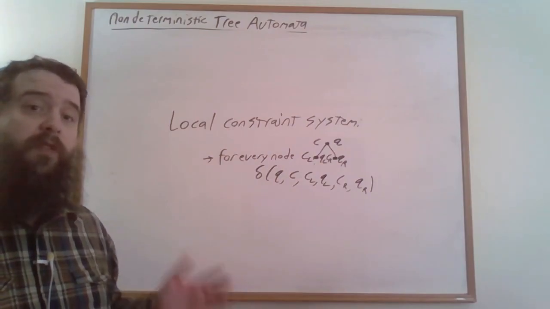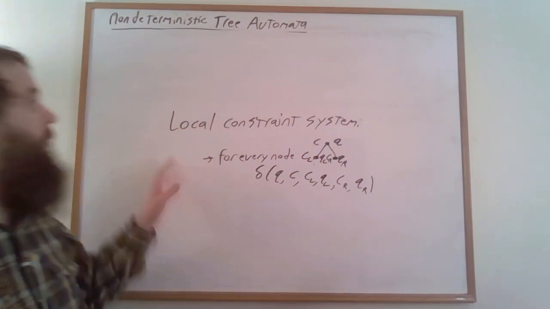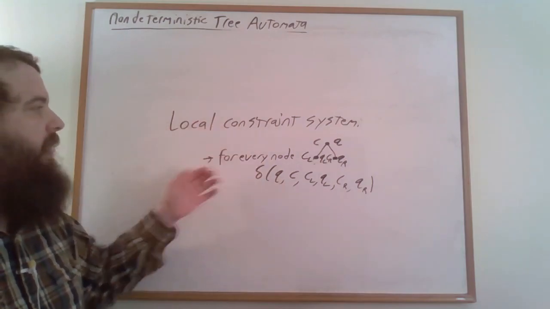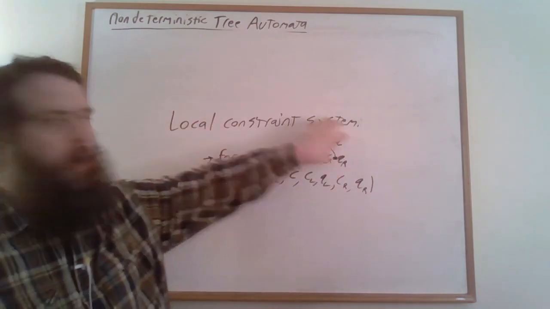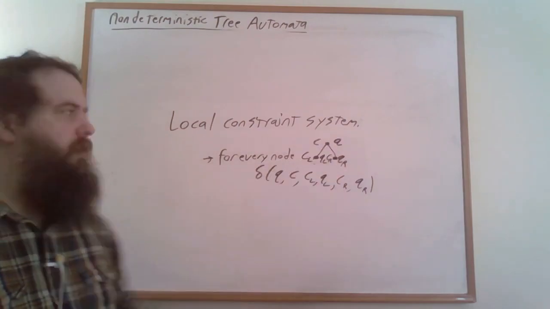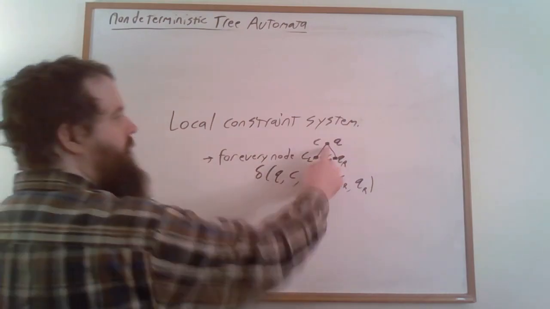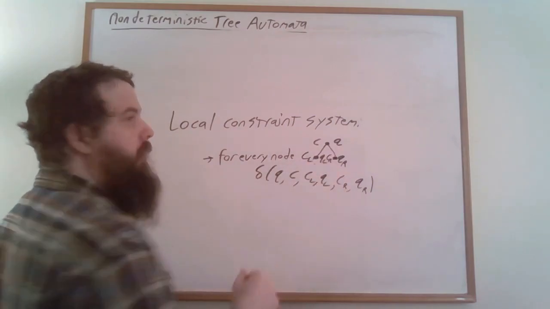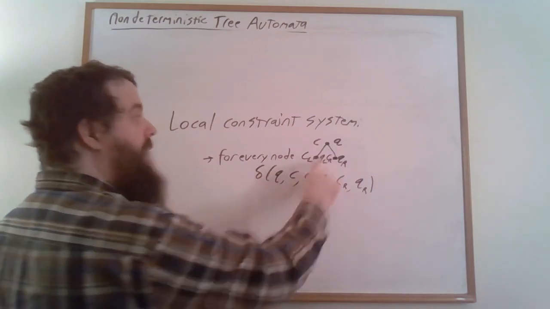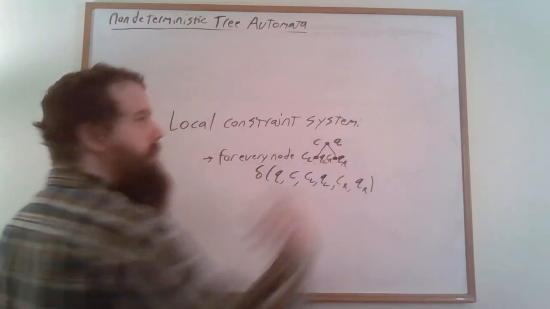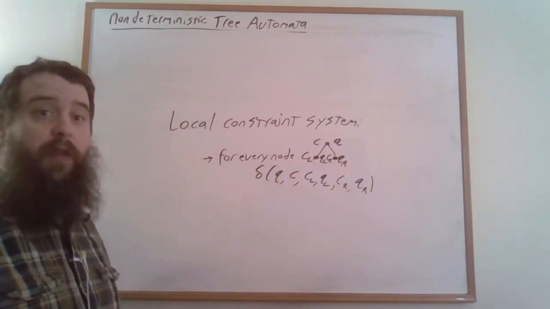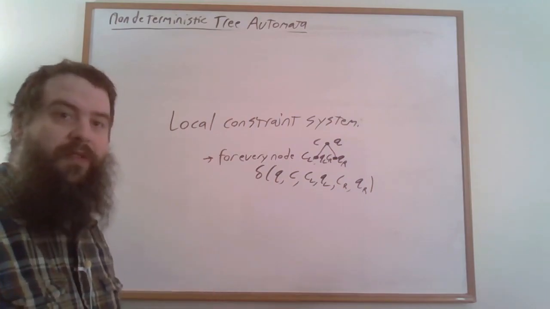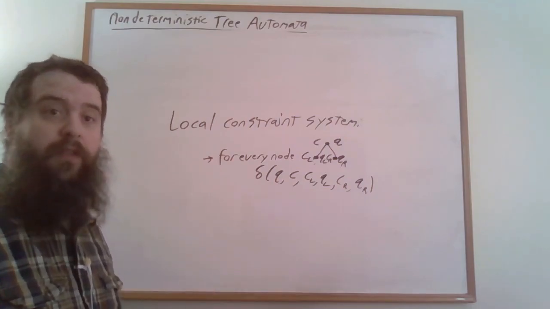I'll define these more formally in a much further video, but for now I want to say that a local constraint system is constraining whenever we have some sort of local region of our structure, in this case a parent node and its two children nodes, or maybe lack of children nodes, or maybe even lack of parent nodes. If we have a node that doesn't have a parent, then that node has to be the root, and so we want to constrain what sorts of states the root gets.